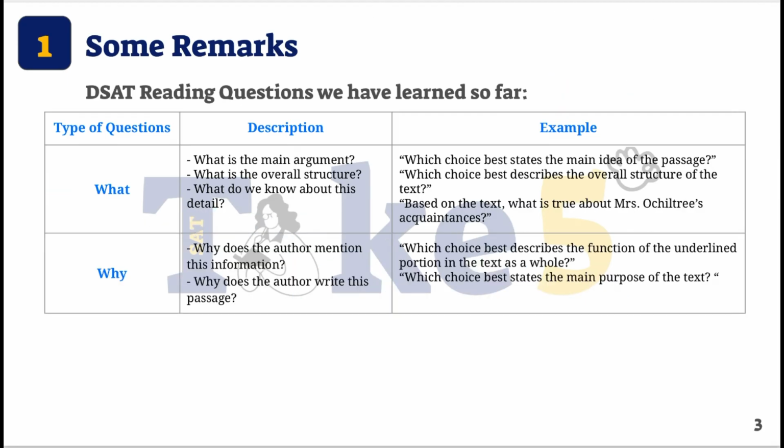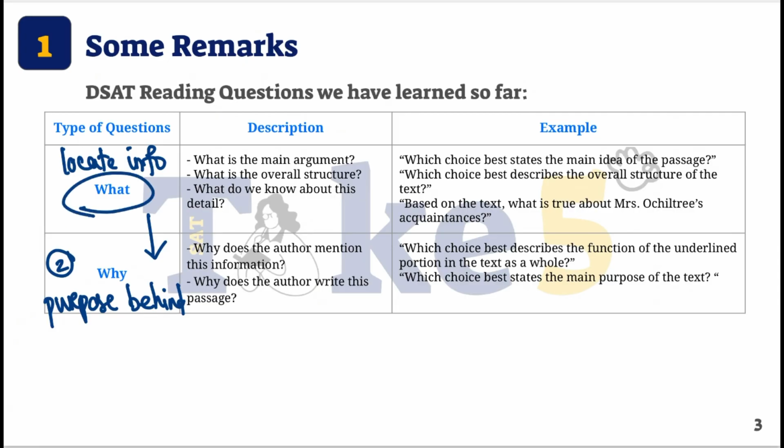Second is questions focusing on the why. Why does the author mention this detail? Why was this passage written at all? These questions are a step up from the what because you're no longer just locating information, you are identifying the purpose behind it. To do well here, you need a solid grip on the what question first, especially passage structure. When you know how a passage is built, you can understand the role each piece of information plays, and that is exactly what the why questions are testing.